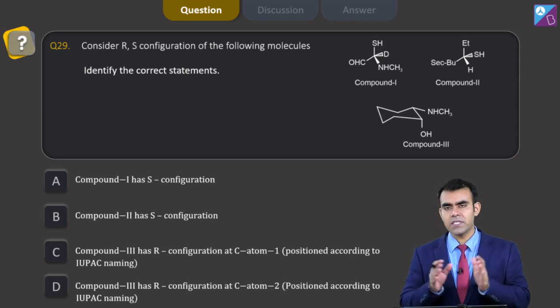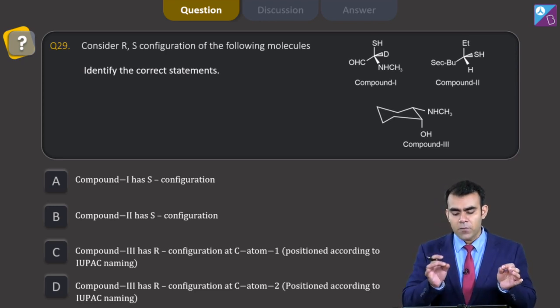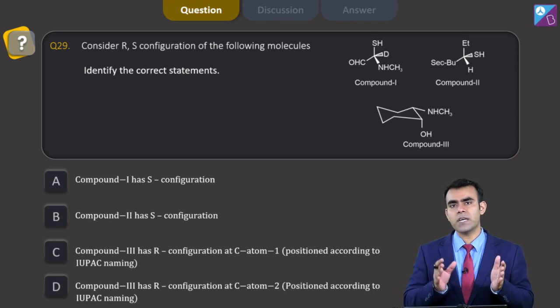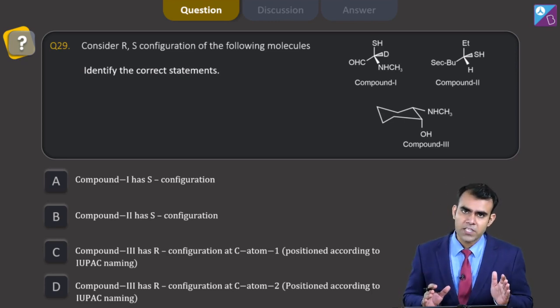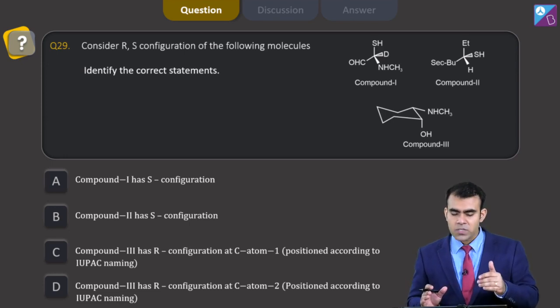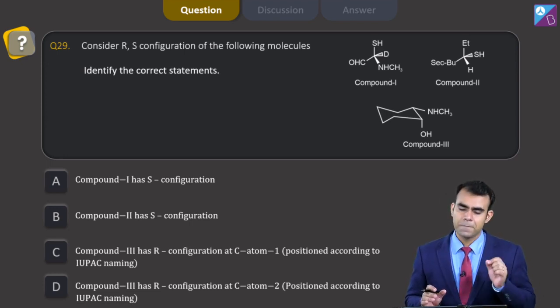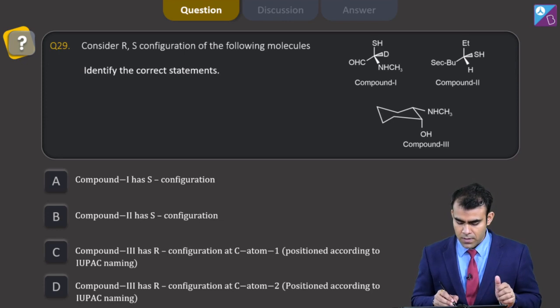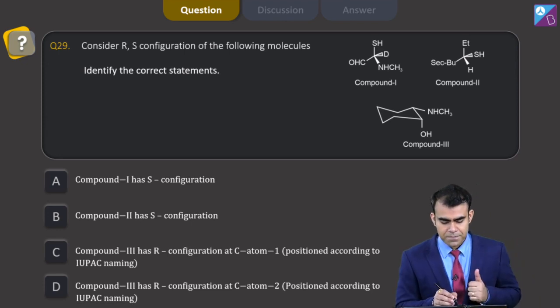Now here we have been given 3 compounds, and for these 3 compounds, first we have to determine their R or S configuration, that is the absolute configuration, and then we have to see which options are correct. So let's do this question.